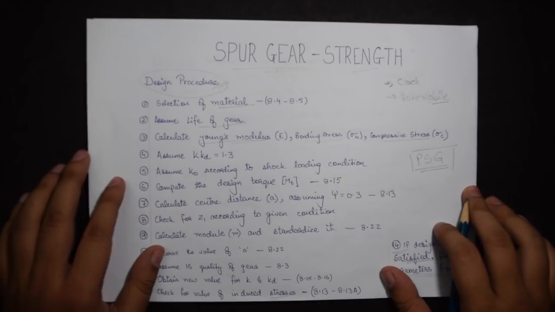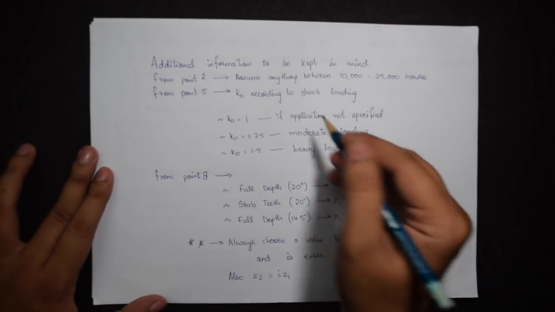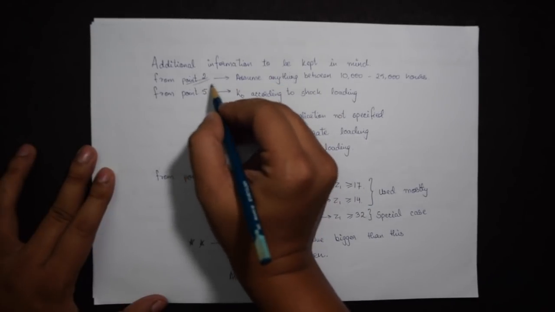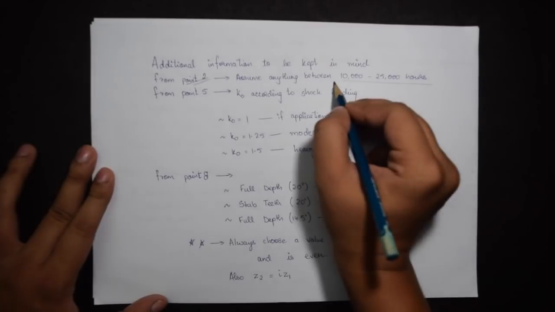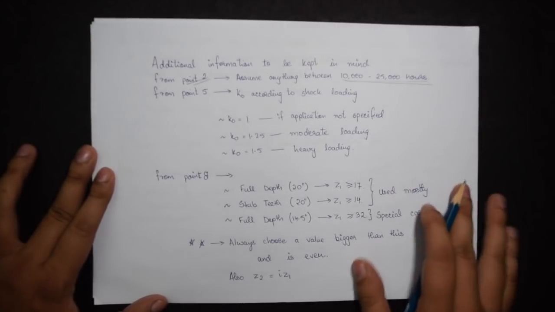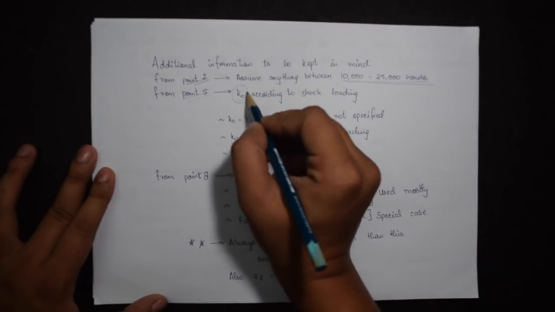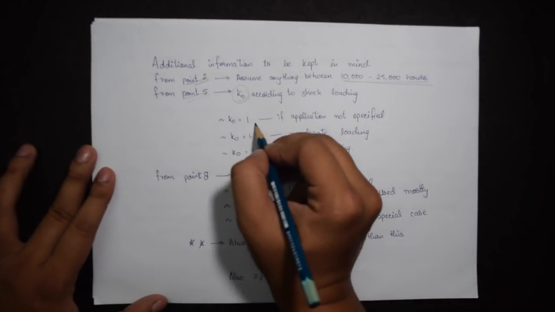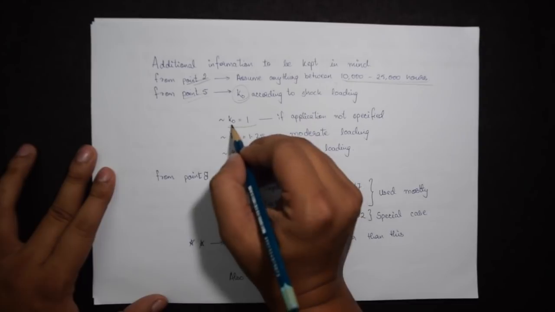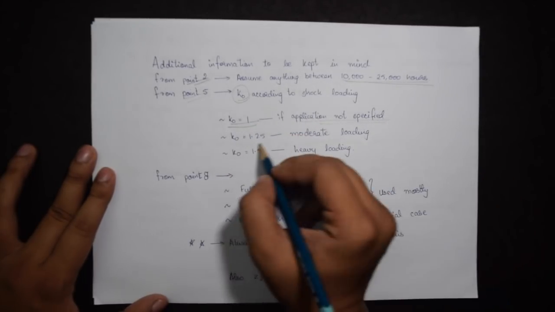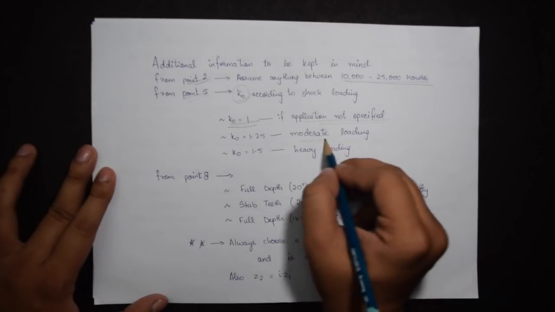I have summarized 3 points which we'll have to remember by heart. So assuming the life of gear, which is point number 2, we'll take any value between 10,000 to 25,000 hours. Point 5 is the selection of K naught according to shock loading. So we have three values here, if application is specified under moderate loading or heavy loading, or if it is not specified at all.